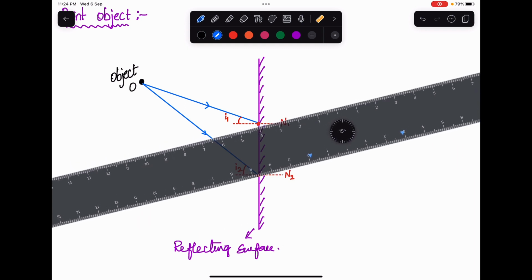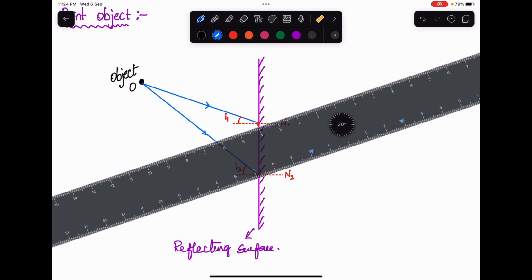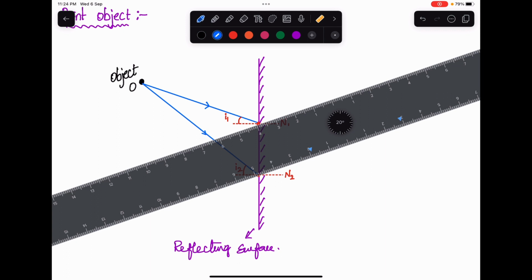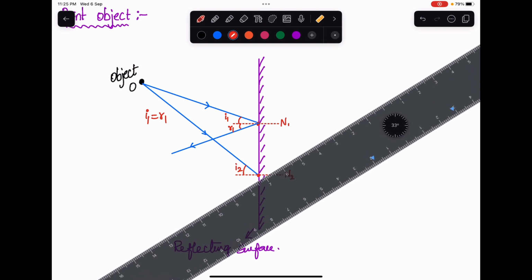So now I would like to draw the reflected rays, with angle of incidence being the same as angle of reflection. Previously I have taken 160, that is 180 minus 160, 20 degrees. So now I am taking a reflected ray from the plane mirror at the same angle as the angle of incidence, that is 20 degrees. I would like to take this angle as R1, stating the condition that I1 is equal to R1.